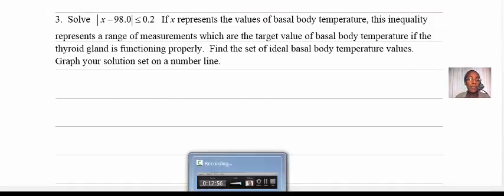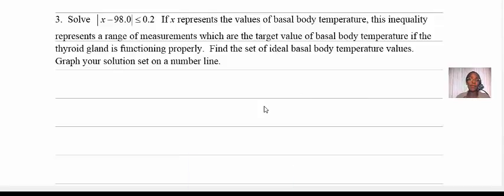Here's an example of an application that relates to an absolute value inequality. We want to solve this absolute value inequality where the absolute value of x minus 98.0 is less than or equal to 0.2. If x represents the values of basal body temperature, this inequality represents a range of measurements which are the target value of basal body temperature if the thyroid gland is functioning properly. Find the set of ideal basal body temperature values. Graph your solution set on a number line.